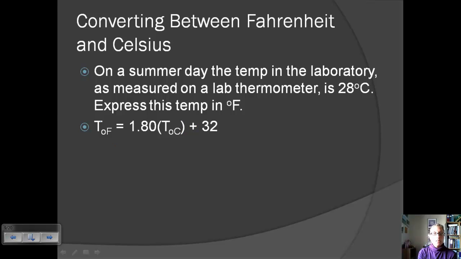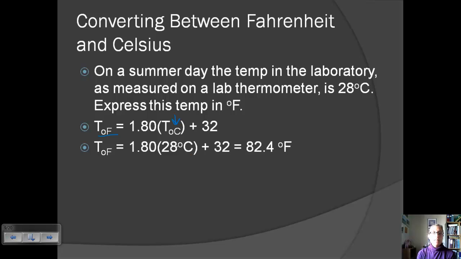Okay, so this is the equation we're going to use. We're going to plug in our Celsius value, get Fahrenheit. All we do is plug in our number, so 1.8 times 28. That quantity plus 32 gives us 82.4 Fahrenheit. Now, technically, if we were rounding significant figures, we would round to the 2, and this should be 82 Fahrenheit. Because remember, we're going to base significant figures on what we're given in the problem.